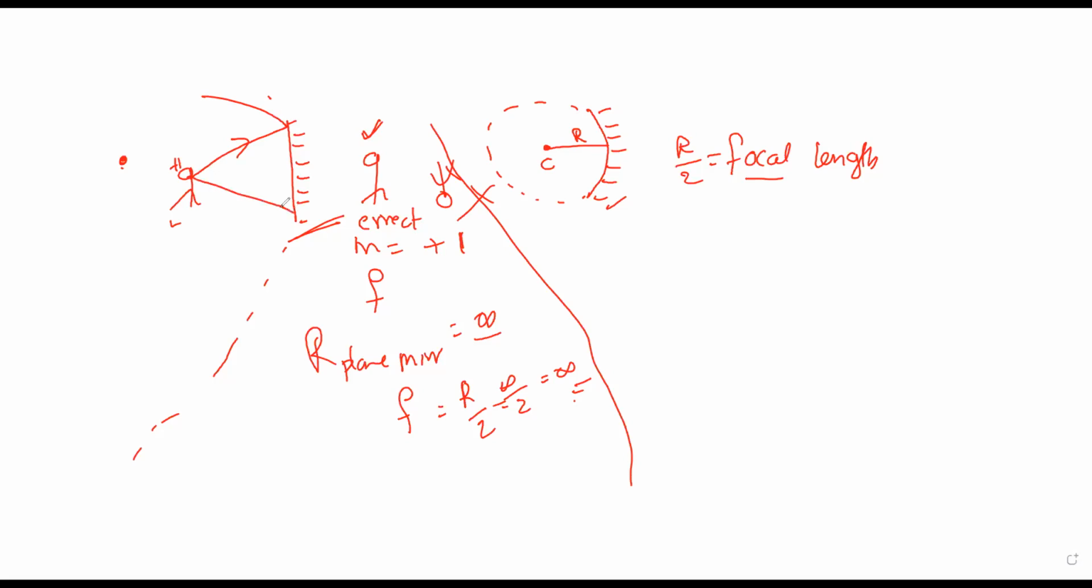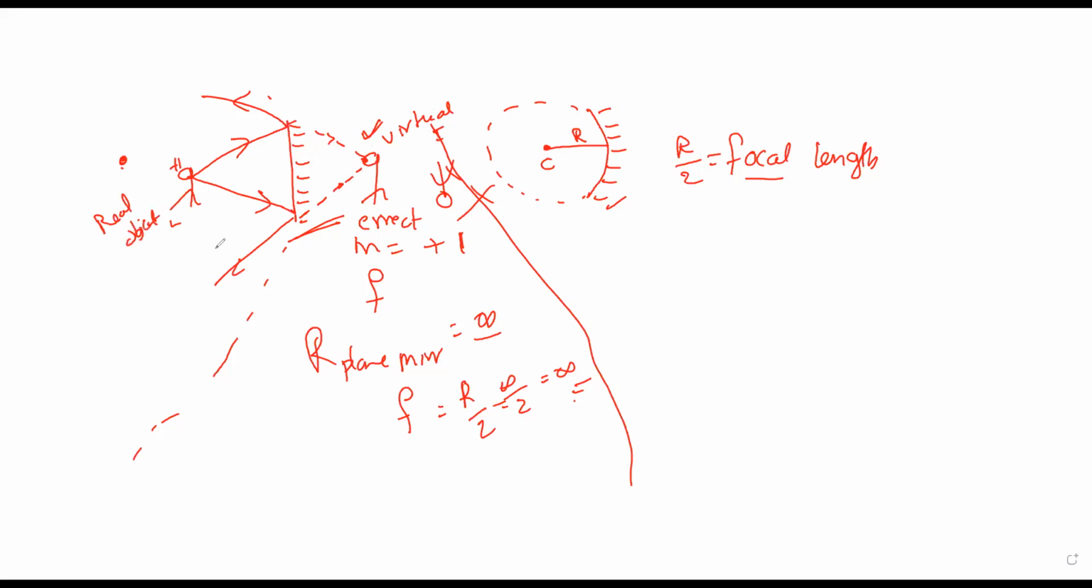Sir, actually, reflected rays won't meet. When they fall on the mirror, they go outward like this. But when you see your image, the rays only appear to meet. Inverted, the two reflected rays appear to meet. So that is why we call this a virtual image. This is a virtual image of your real object.